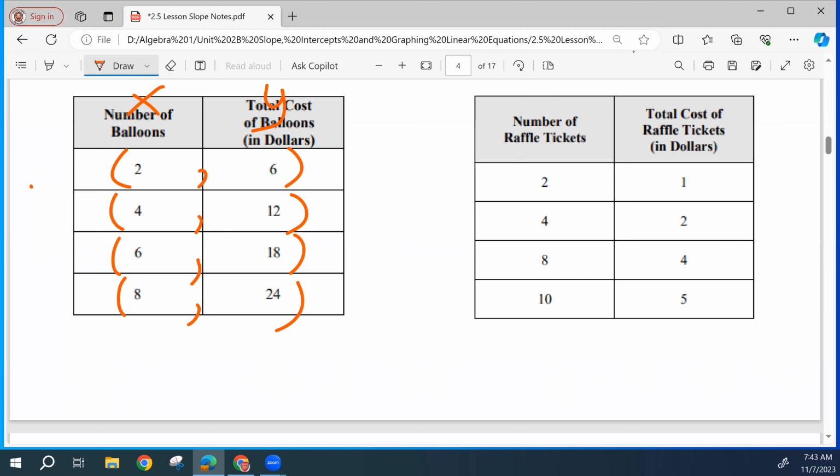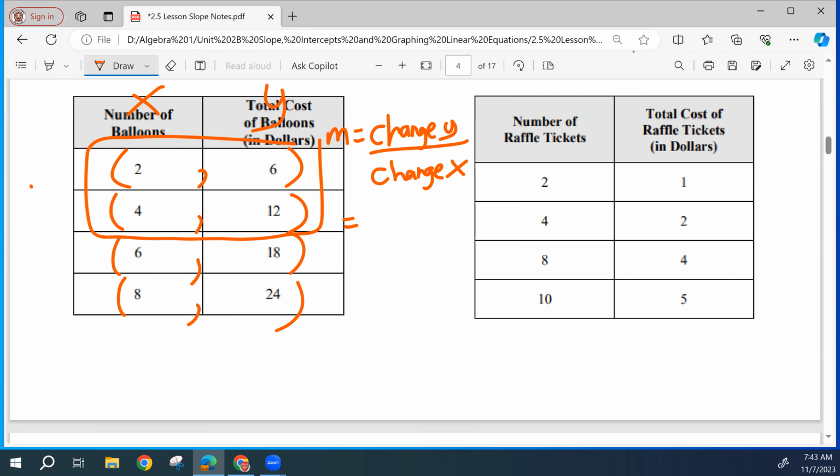And so I'm just going to take my change in y over change in x. I'm going to pick 2 points. You could pick any two. I'll just pick the first two. And I'll take my first y, 6, and subtract 12. My first x, 2, subtract 4. I'm going to get on top negative 6 and on the bottom negative 2.